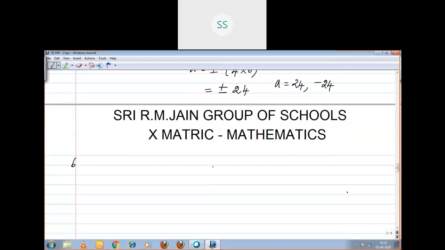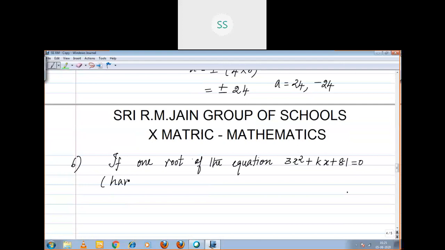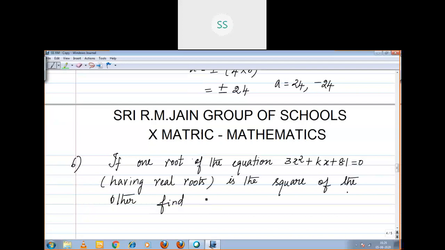Question number 6. If one root of the equation 3x squared plus kx plus 81 equal to 0, having real roots, is the square of the other, find k.